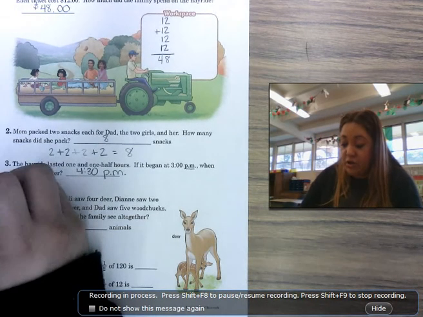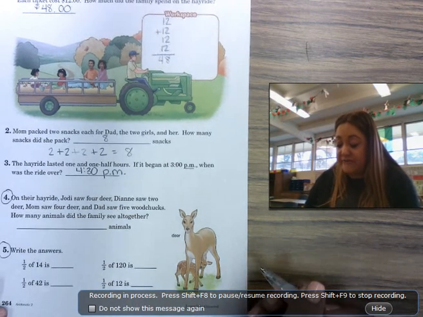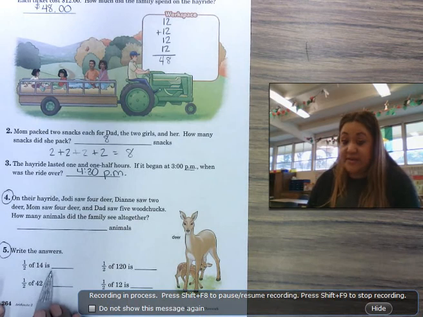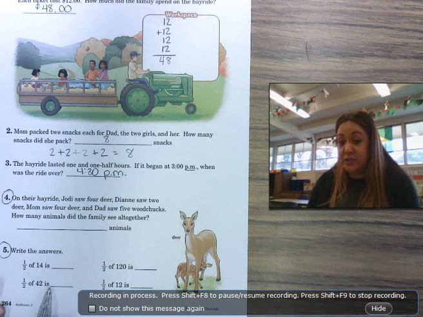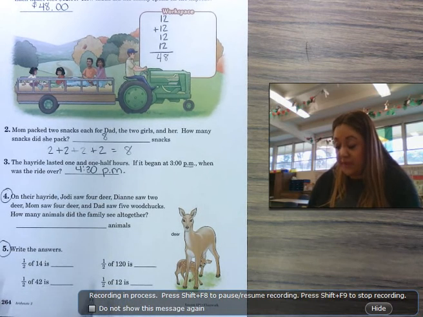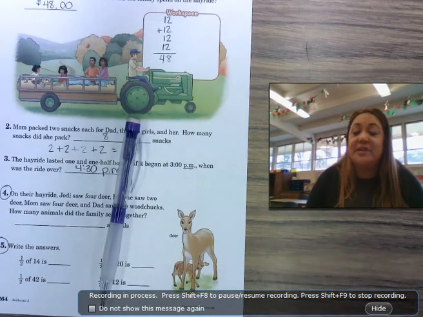And I'm also going to have you do number 5, which shows again half of 14 is, half of 42 is, half of 120, and half of 12. Okay, so that is our math lesson for today. If you need to rewind, hopefully you didn't pass it. If you need to rewind, that would be great. If you need to review.